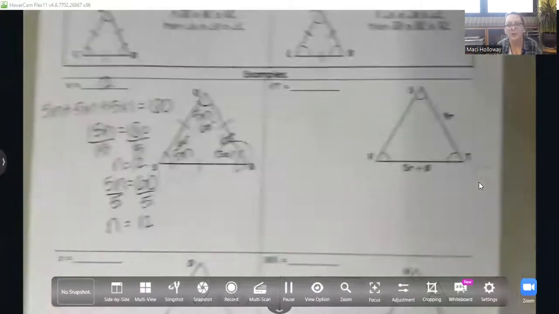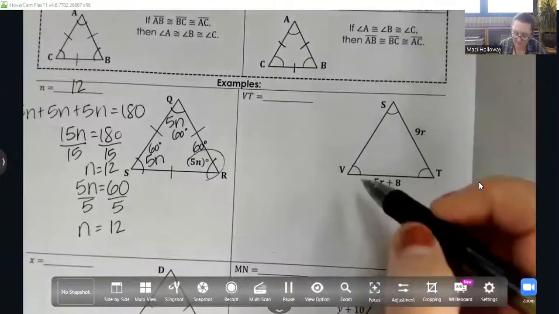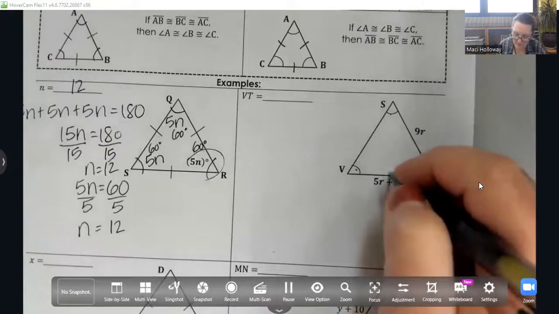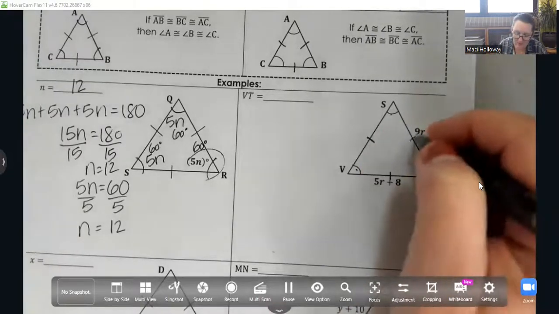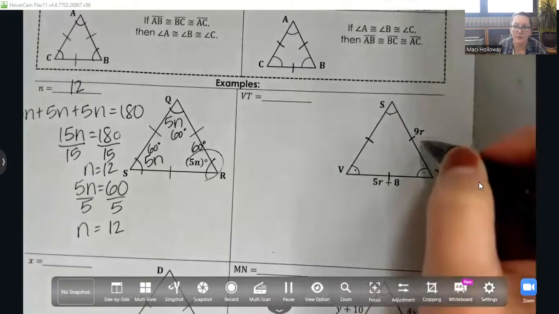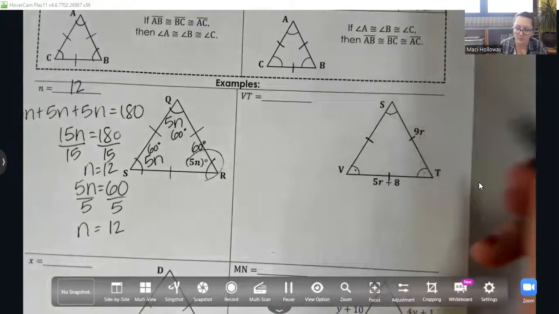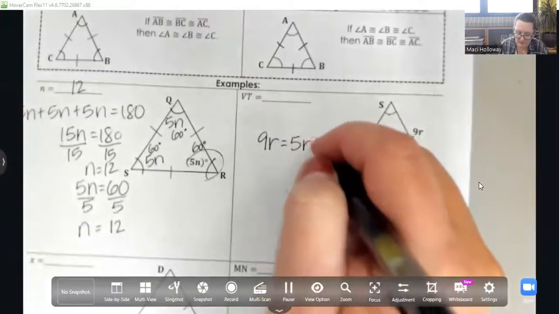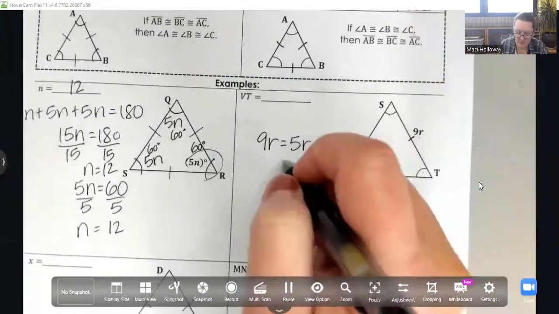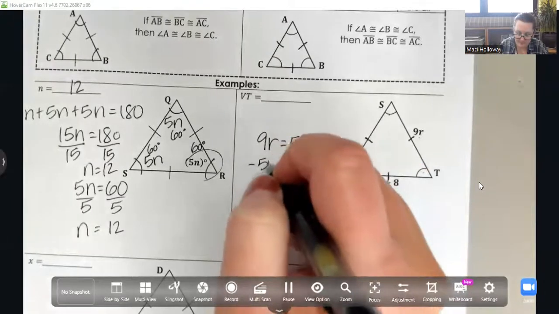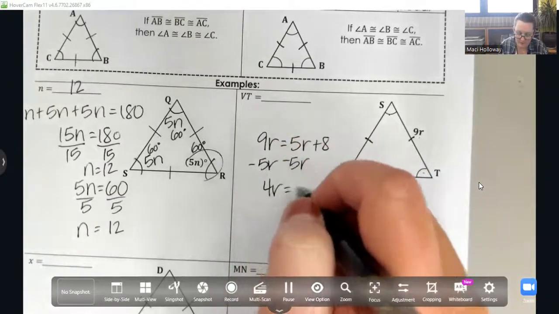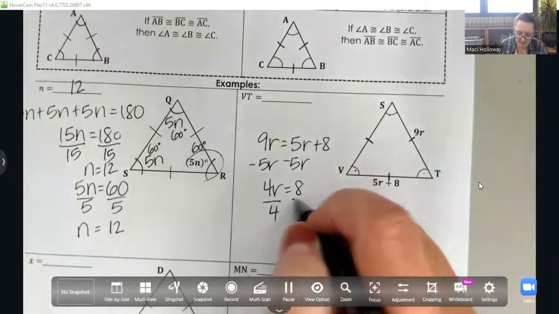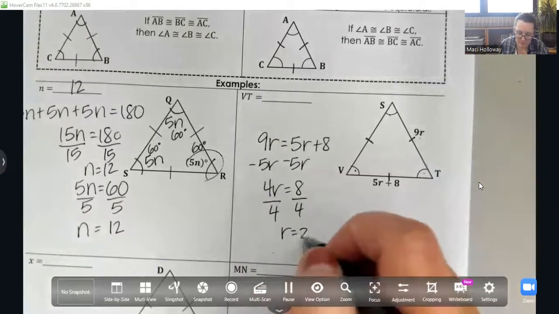All right, let's look at this one. If all of my angle measures are equal, then I know that all of my sides are equal. So I know that 9r, this side equals this side. So 9r equals 5r plus 8. Subtract 5r, then 4r equals 8. Divide by 4, and r equals 2.